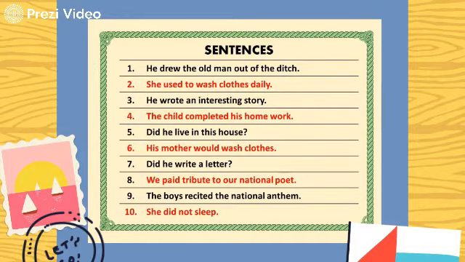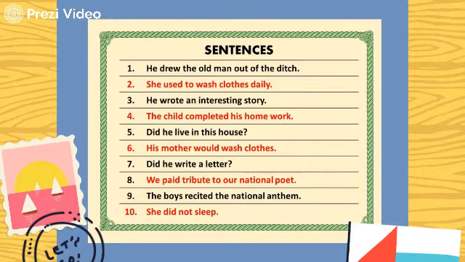Now we have: the child completed his homework. Completed, it's a regular verb. So this one is also an affirmative statement. Did he live in this house? Look at this one. We have did, that is the helping verb. Now, this one is an interrogative. The verb live returned to the base form.